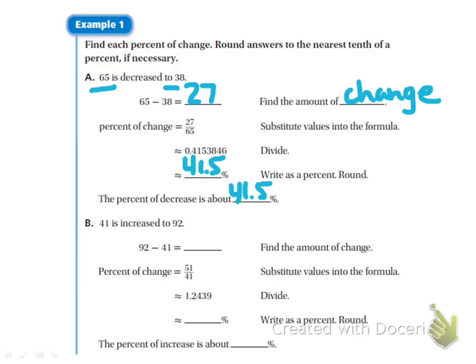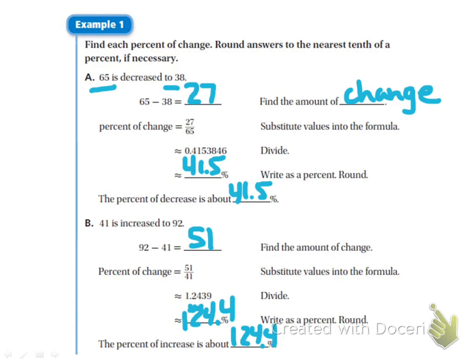41 is increased to 92, so the difference is 51. When we divide and we move our decimal over 2 places to the right, we find that the answer is 124.4%. So my final answer is 124.4%.